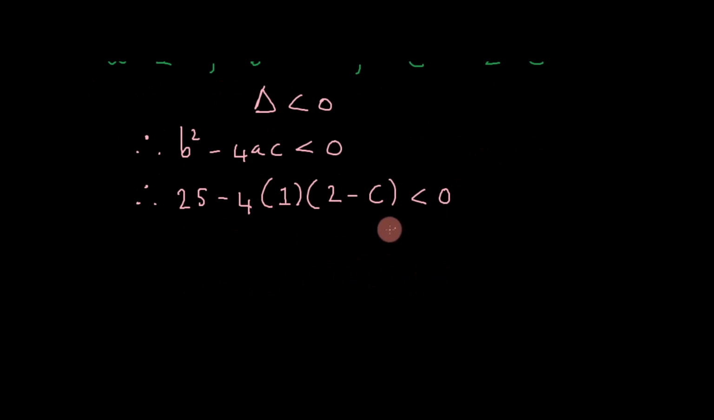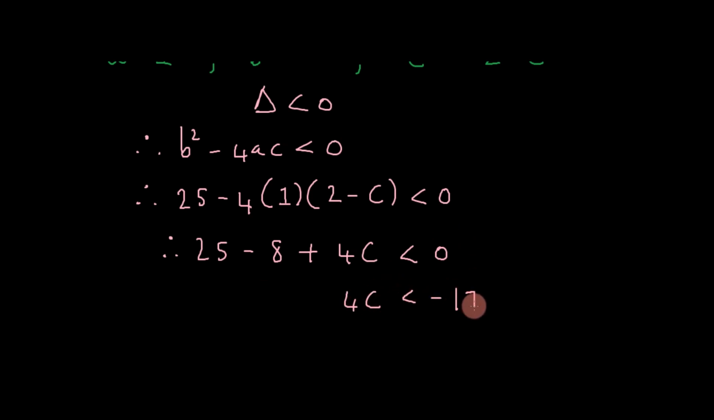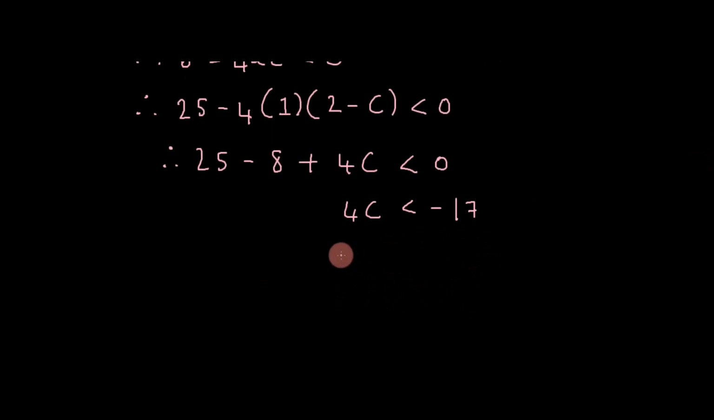We need to solve for c here, so we're going to simplify. So negative 4 times 2 is negative 8. Negative 4 times negative c is positive 4c. 25 minus 8 is 17, and we can take it to the other side as negative 17. And now we just divide by 4. So c will be less than negative 17 over 4.